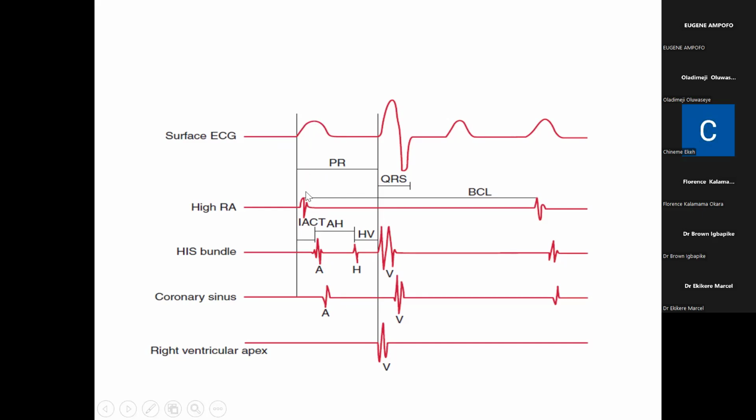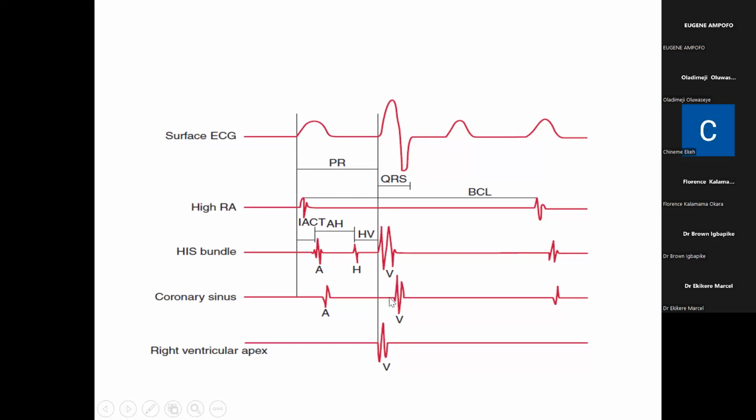So if you see the P wave in the right atrium, you see the location in the HRA, the deflection, it corresponds with the P wave, right? If you see the P wave in the left atrium, which is represented by the coronary sinus catheter here, you can see it also corresponds with your P wave, right? So that forms the right and left atrium activity for you.